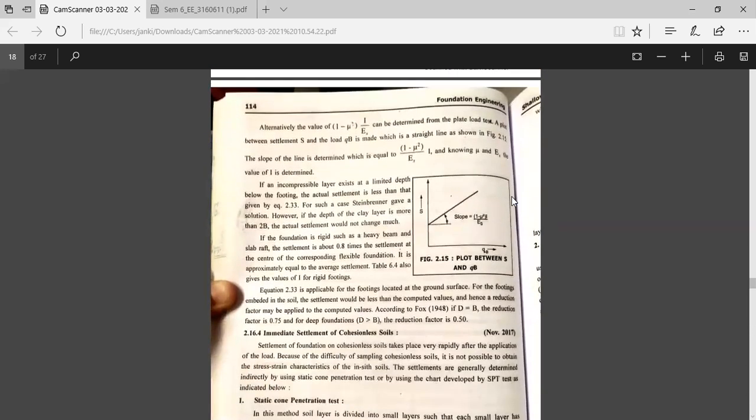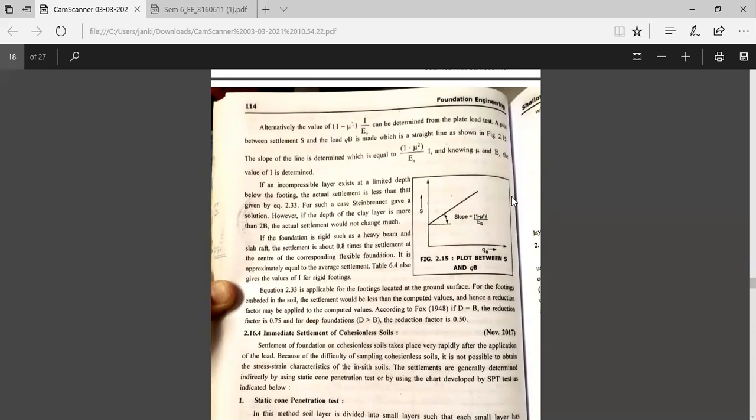Alternately, the value of (1 - μ²)/Es × I can be determined from the plate load test. A plot between the settlement S and the load q is made, which is a straight line as shown in the figure. The slope of the line is determined, which is equal to (1 - μ²)/Es × I, and knowing μ and Es, the value of I is determined.